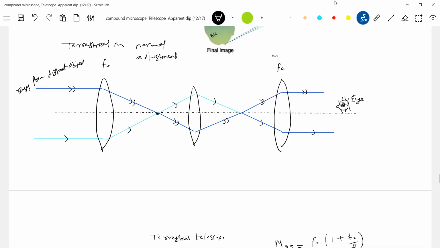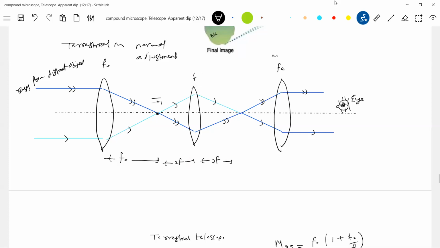Final image at infinity. So what can this be? This is F naught. So this is the erecting lens. The focal length of this is F. What should it do? If the image I1 is formed at 2F, that I1 will become the object for the erecting lens, and it will form the image again at 2F.